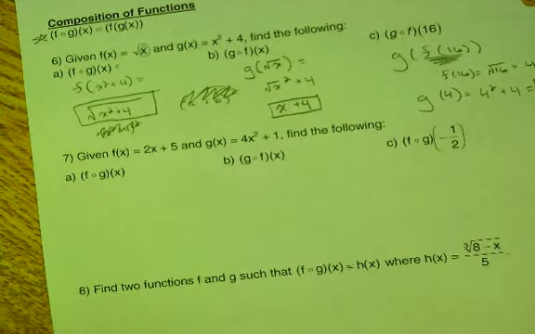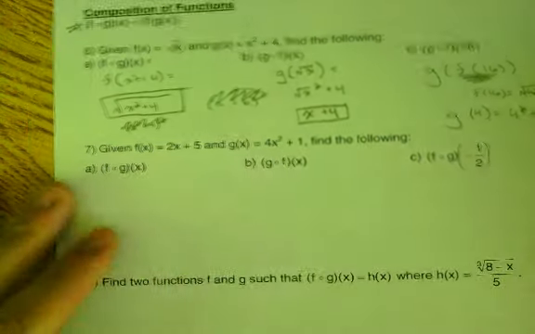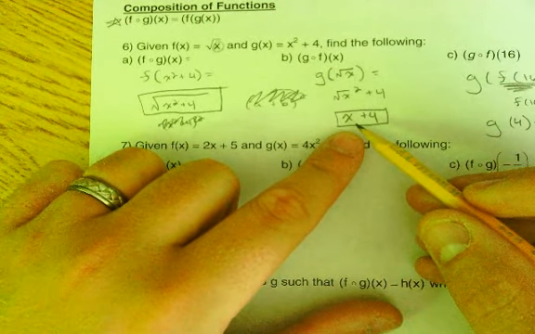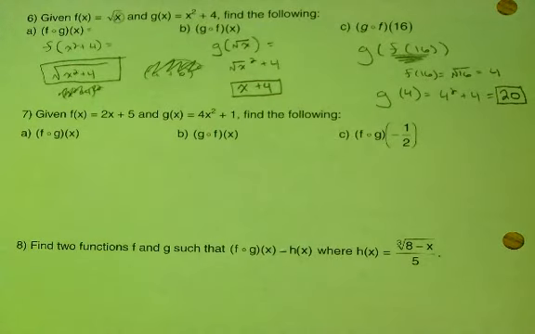Now, could you have plugged this into this because we already did this work? Yeah, it probably would have been faster, but we already did the work. 16 plus 4 is 20. How are you doing? Am I going too fast? Too slow? Perfect. Just right.